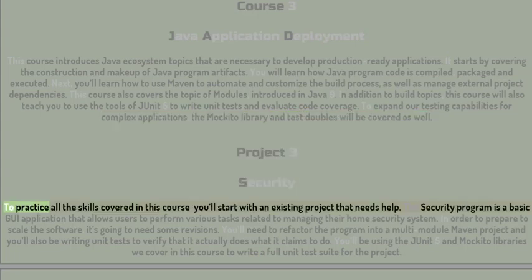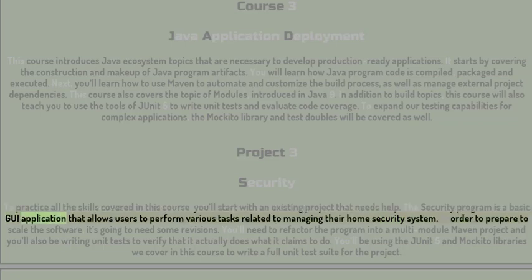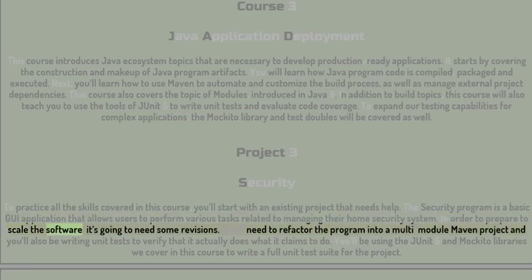Project 3: Security. To practice all the skills covered in this course, you will start with an existing project that needs help. The Security program is a basic GUI application that allows users to perform various tasks related to managing their home security system. In order to prepare to scale the software, it's going to need some revisions.